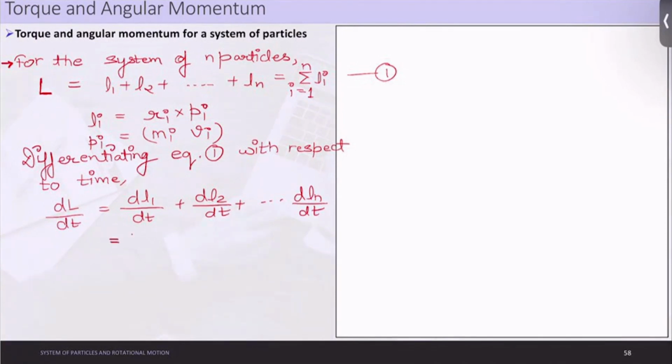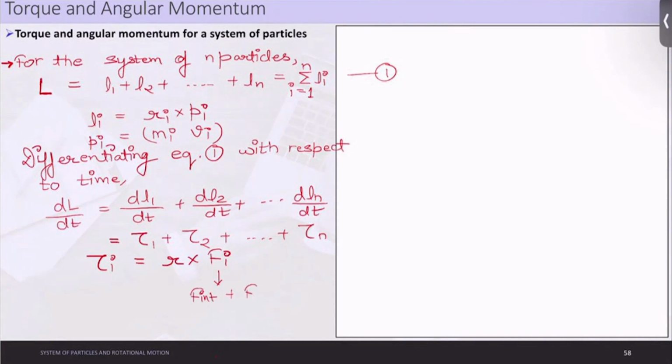What are these terms? These terms are nothing but tau 1 plus tau 2 and so on till tau n. Okay, so that thing is also explained to you. Now what is basically tau i? Tau i is nothing but equal to ri cross Fi. And what is this Fi? Fi is basically the force acting on this particle, which is your internal plus external.